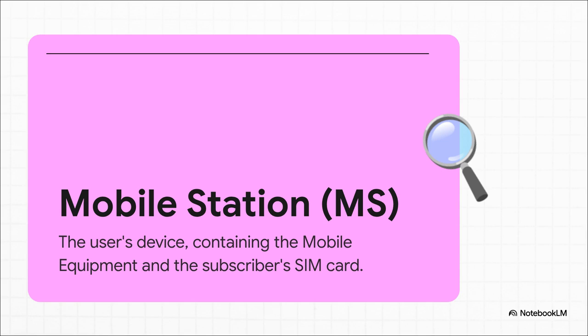It consists of the physical phone, the mobile equipment, but much more importantly, the SIM card. Your SIM is basically your permanent, incredibly secure digital passport to the network. It holds your identity, your secret keys, the whole shebang. Without it, the network has absolutely no idea who you are.